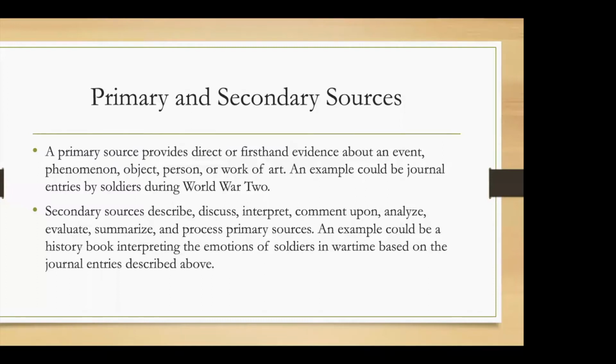Secondary sources are once removed from the primary source. So a secondary source describes, discusses, interprets, comments on, analyzes, evaluates, summarizes, and processes primary sources. A good example is a history book interpreting the emotions of soldiers in wartime based on the journal entries described above. So the journal itself is the primary source. The history book that describes the journal would be a secondary source.